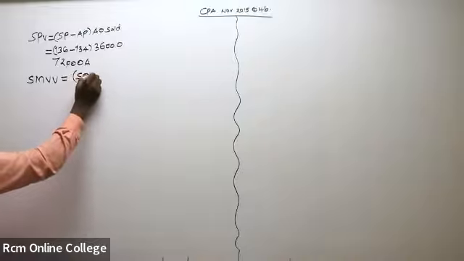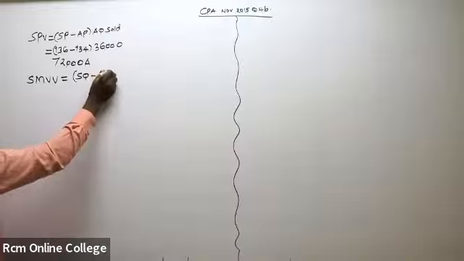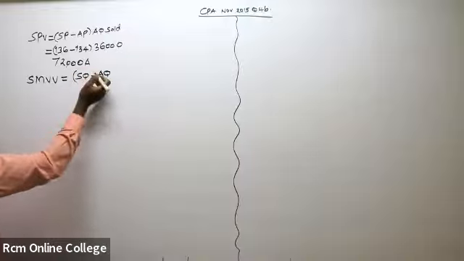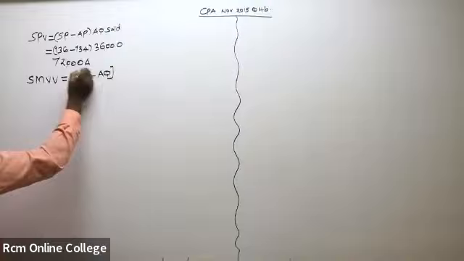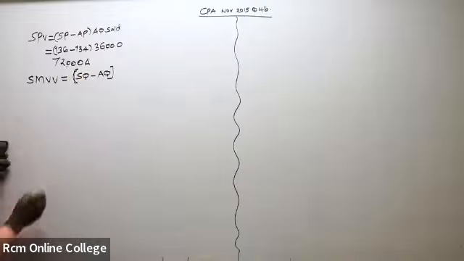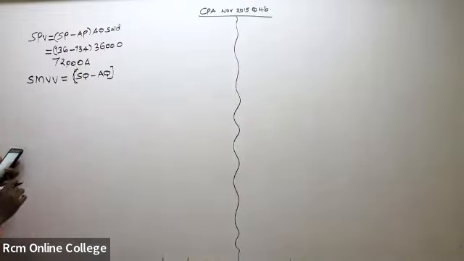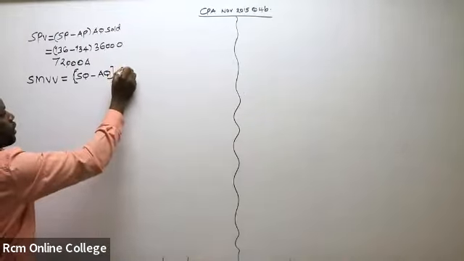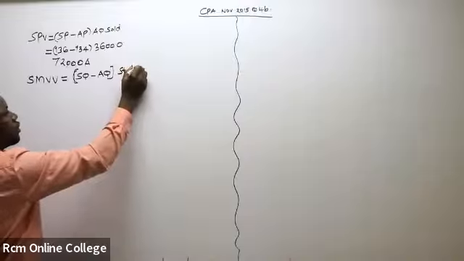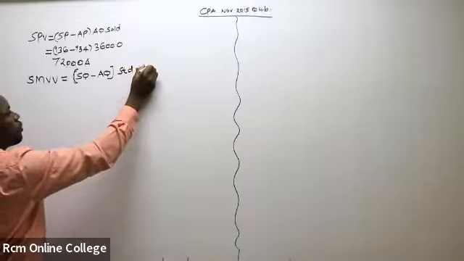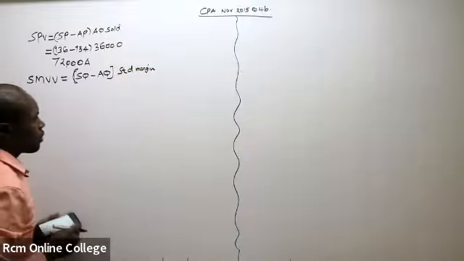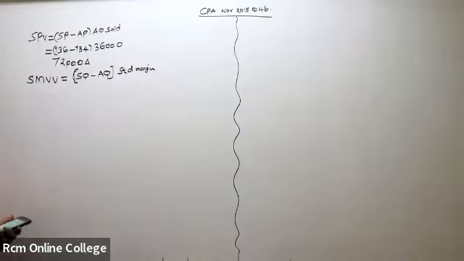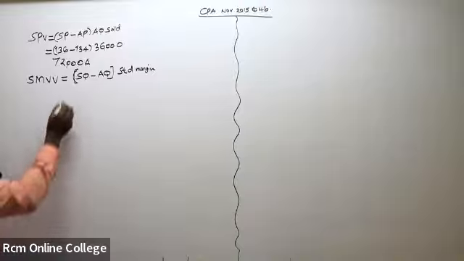So sales margin volume variance will be equal to standard quantity minus actual quantity or volume. Volume is the same as quantity. Then we multiply by standard margin. Good. So let's look at it from this point.